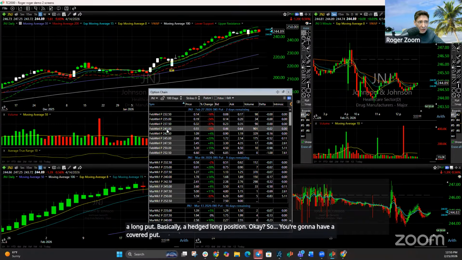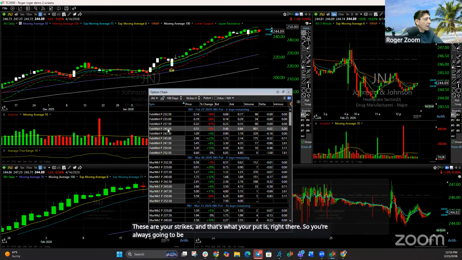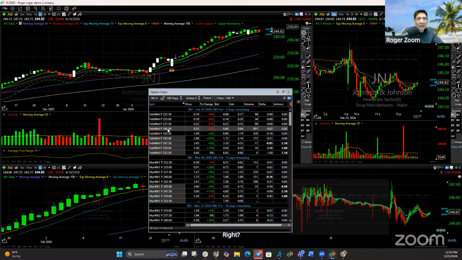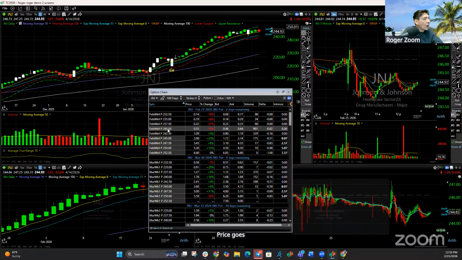These are your strikes, and that's what your put is right there. So you're always going to be hedged. Price basically goes... So here are the scenarios. Write this down. Do yourself a favor. Write this down.